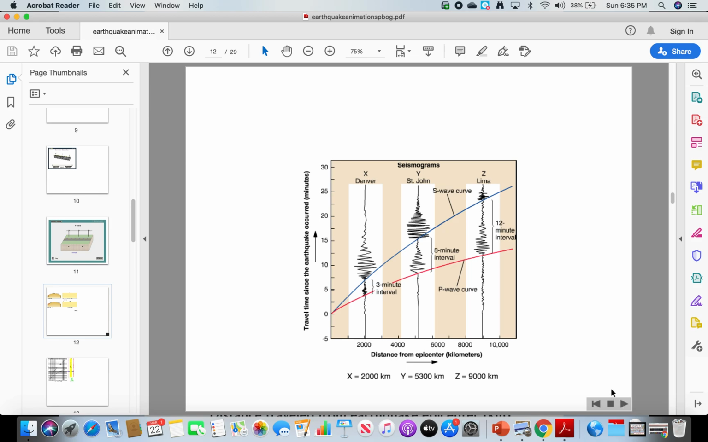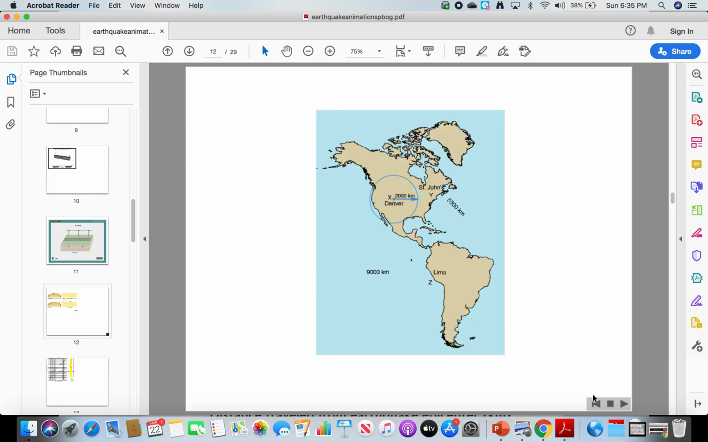So when you know your distance to epicenter, you can plot it. I'm in Denver, right here. That's my seismograph station. I know that I am 2,000 kilometers from where the earthquake occurred. So what do I know? If I only have one station's data, where can the earthquake be?